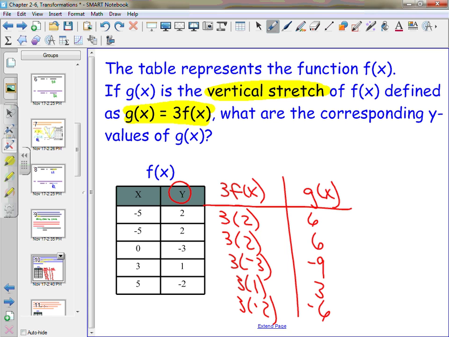In other words, what you would have is negative 5, 0, 3, 5, and then 6, 6, negative 9, 3, negative 6. If I wanted to plot them, I would plot the points (5, negative 5), (6, negative 5), (6, 0), (negative 9, 3), (3, 5), (negative 6). Do we understand that? Great.